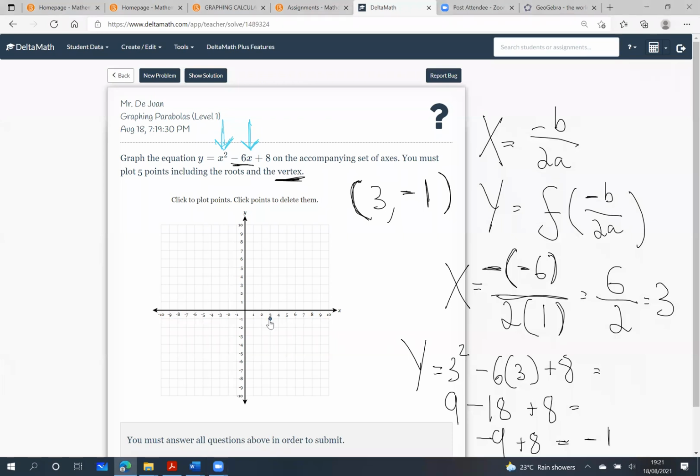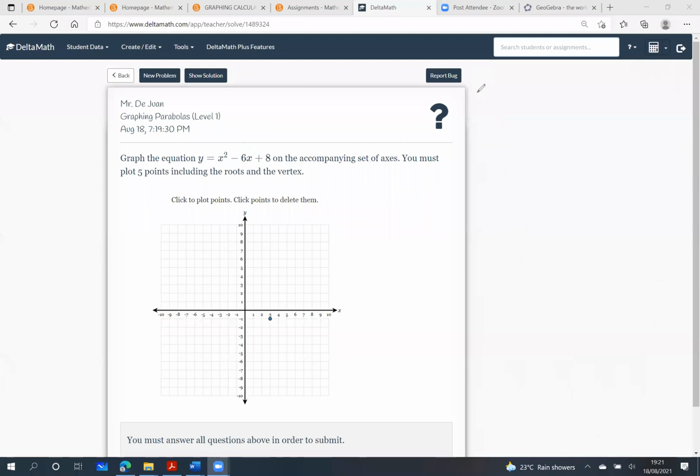3, comma, negative 1. And since we know that it opens up, we can also, let me just erase some things here. We can also try some new numbers. Let's try and see what happens when we put 2. So 2 squared minus 6 times 2 plus 8. So that's 4 minus 12 plus 8. 4 minus 12, negative 8. Plus 8, 0. Look what we just found. 0, meaning that our x-intercept is at 2, comma 0. And if it's 2, 4 must be as well, because it's the axis of symmetry.